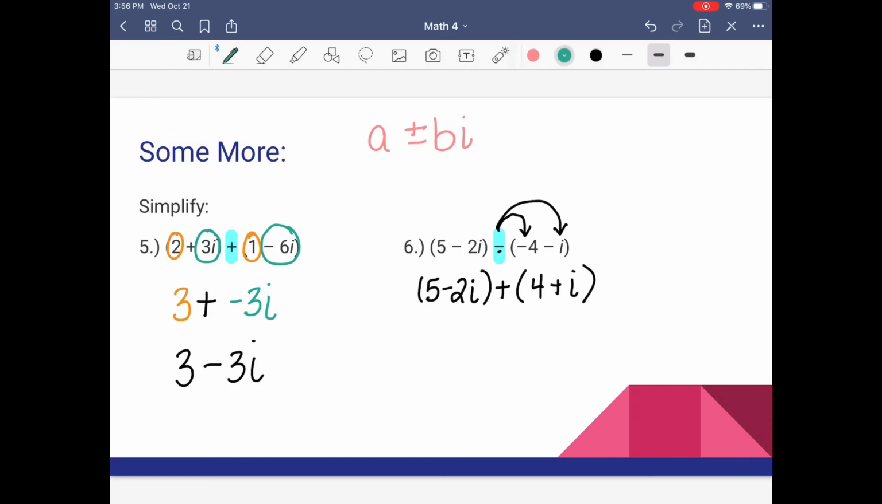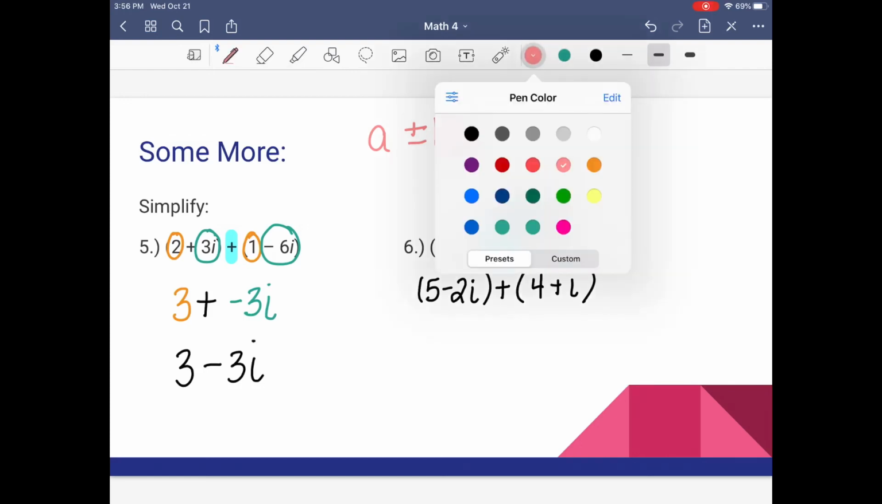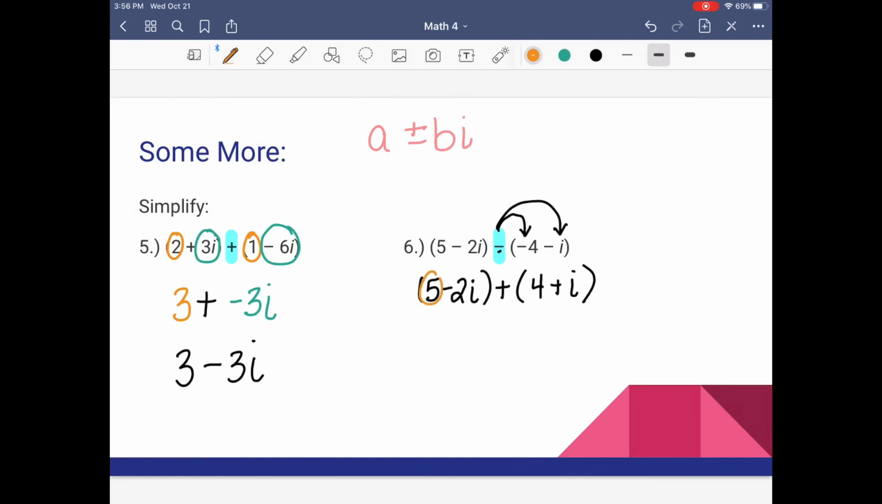And now I can just combine my like terms like I did a second ago. All right, so I have 5 and 4 combined together are going to make 9 plus, and then I have -2i and i. So that's going to give me just -i. Again, I need to rewrite it so it's formatted correctly, so 9 minus i.